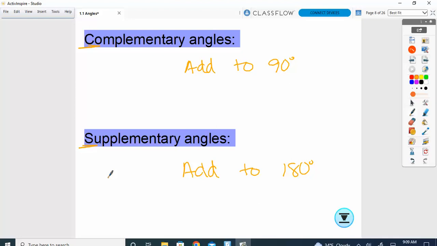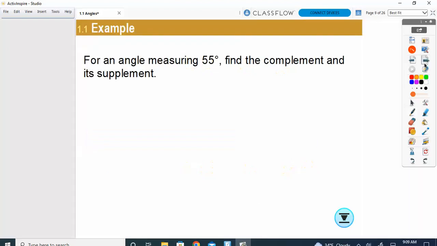Any questions so far? All right, so see if you can do this first example on your own. If your angle is 55 degrees, can you find the complement and supplement? Grab a calculator if you need to.